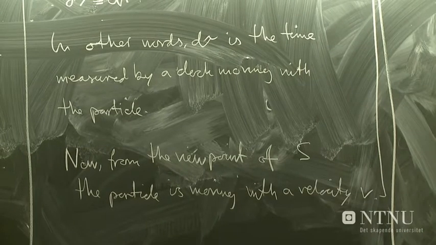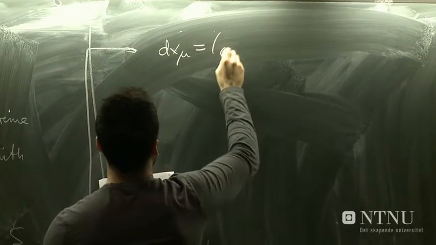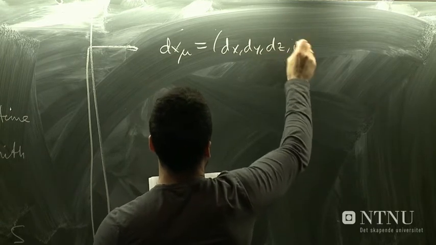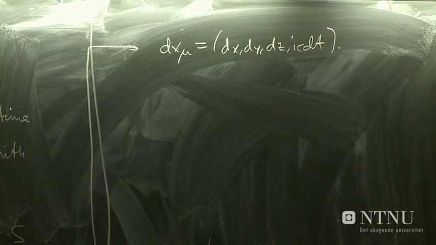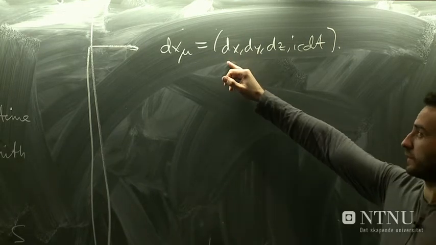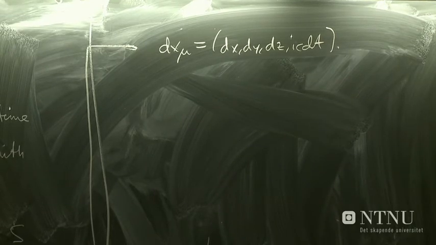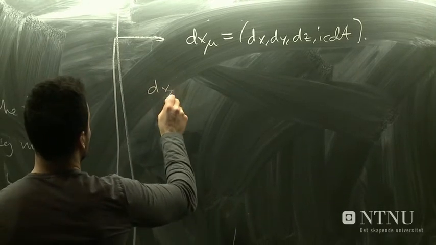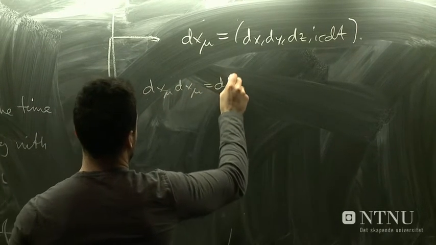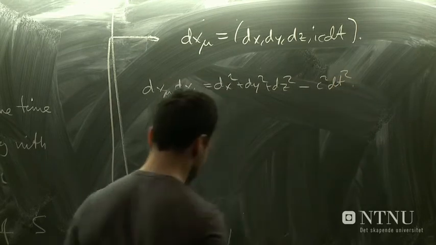So from our viewpoint, if we were positioned in S, the particle is moving with a velocity v. So the increment of the position 4-vector describing this particle now has non-zero entries for the spatial dimensions, because the particle is now moving. All right, so like so.